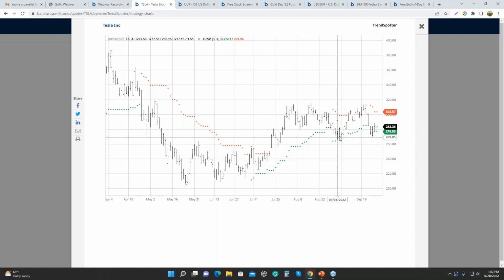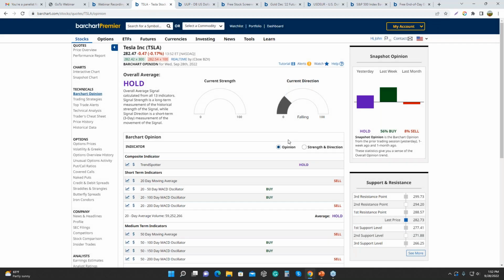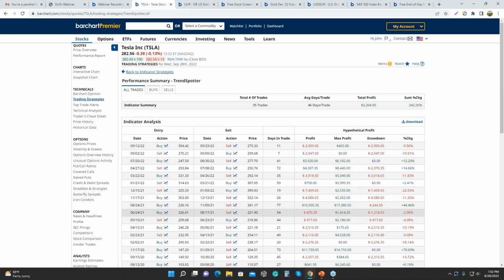And if you close this out, you'll see a dollar sign right there that takes you directly to the hypothetical results of what each indicator shows for all the trades that we've been tracking historically: the buys, the sells, and all trades. And in this case, if you were to follow the buy and sell signals for Tesla for Trend Spotter, it resulted in a $2,200 total profit.